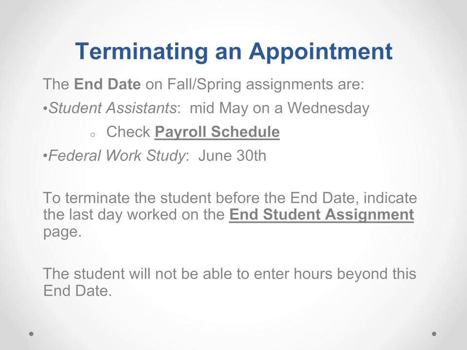Terminating an appointment. The end date for fall to spring assignments for student assistant positions is mid-May, on a Wednesday. The date can be found in the payroll schedule. For federal work-study assignments, it is June 30th. To terminate the student before the end date, indicate the last day worked on the end student assignment page. The student will not be able to enter hours beyond this end date.